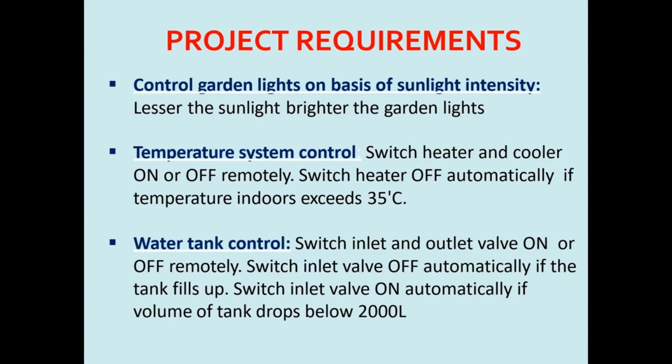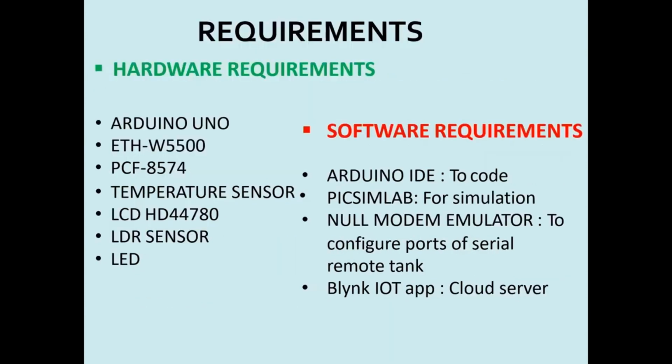That is to control the garden lights on the basis of sunlight intensity, and then the temperature system control, where there are two switches, heater and cooler. If the temperature exceeds 35 degrees centigrade, then we have to switch off the heater automatically. Then the water tank control. Here it contains two switches, inlet and outlet valve, which work remotely by setting a value of 2000 liters. These are the requirements of the project.